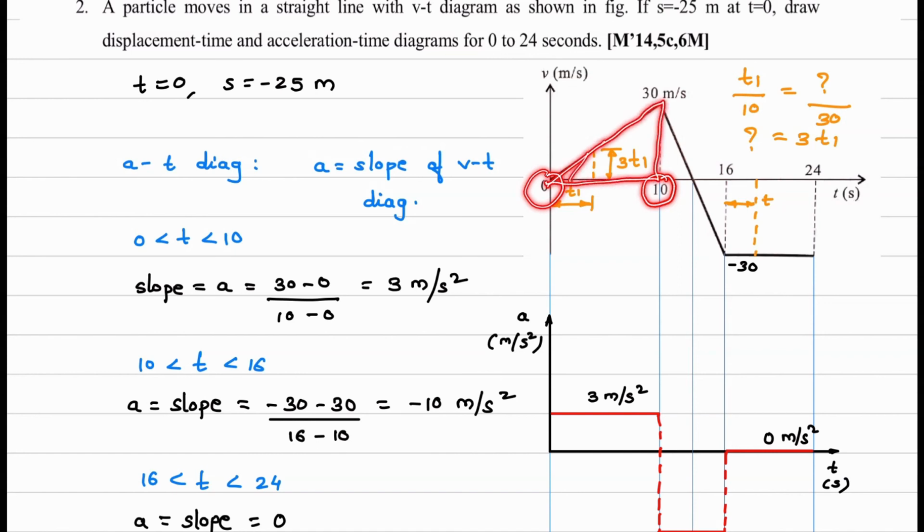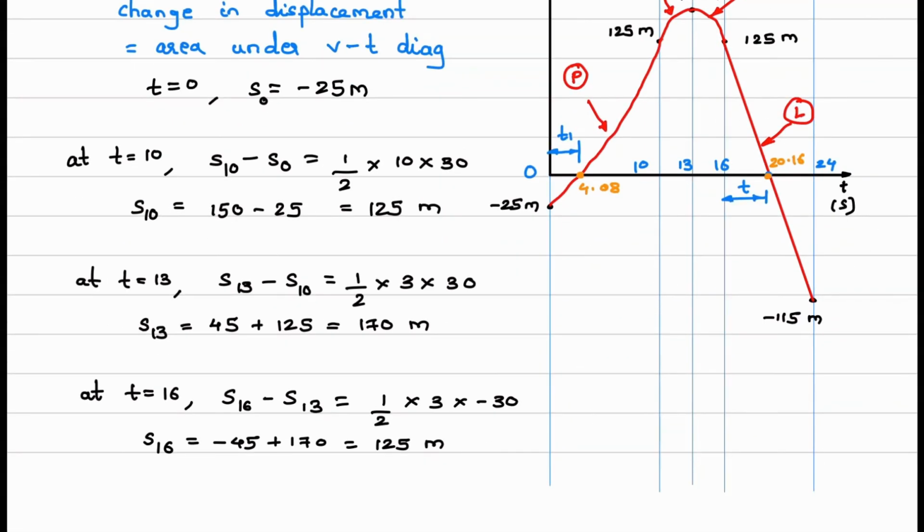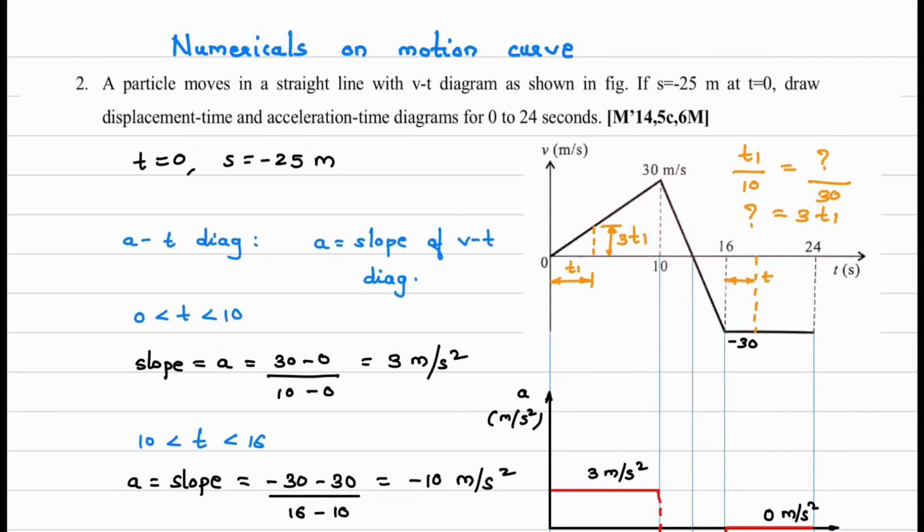Now the area under this VT diagram is what? A triangle. So half into base, which is 10, into height, which is 30. Then we substitute the value of S0 as minus 25. So from here we calculated what S10 is. Then we mark that value of S10 over here. Now we have to draw a curve joining minus 25 and 125. How to do this? We have to see the VT diagram now. So what is velocity? Velocity is ds by dt. Now velocity is increasing, so the slope should increase.